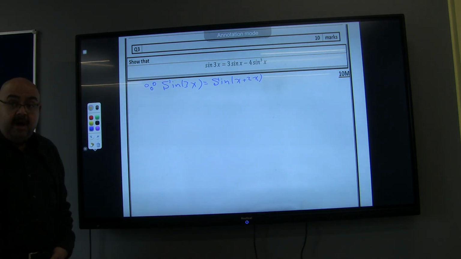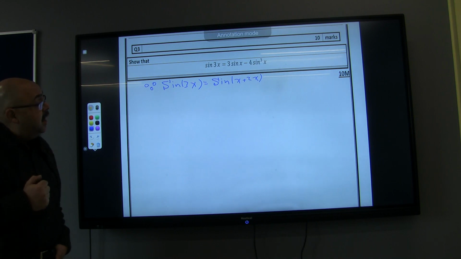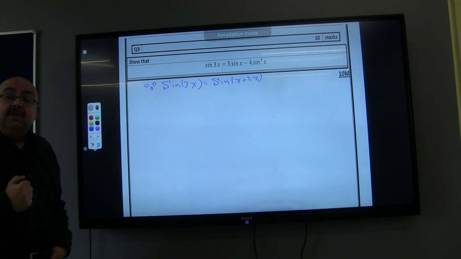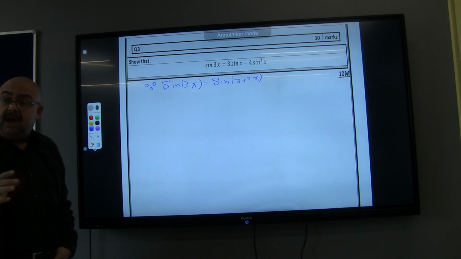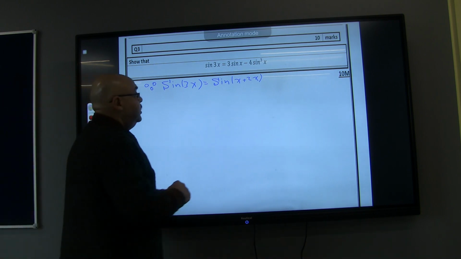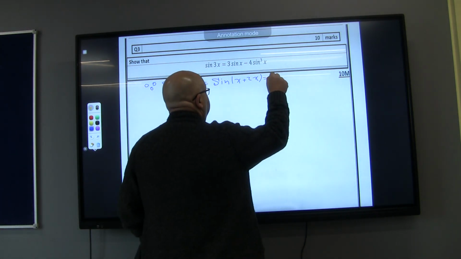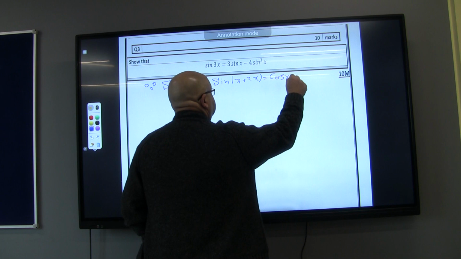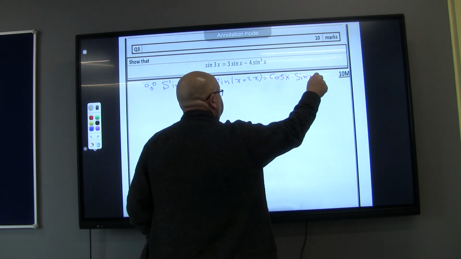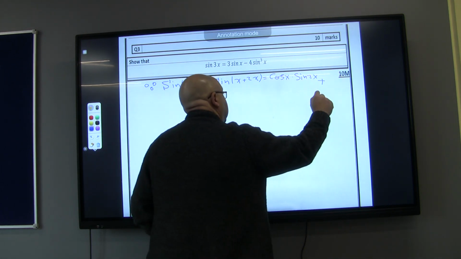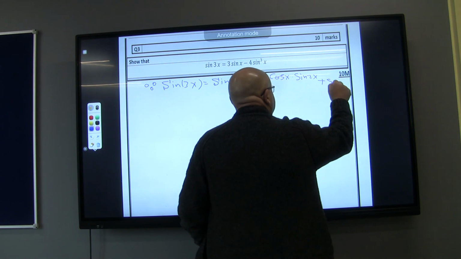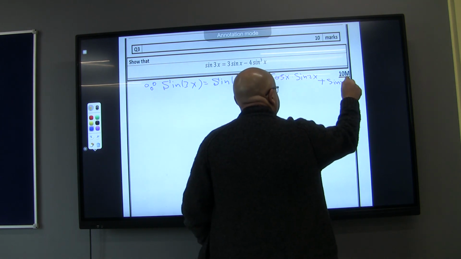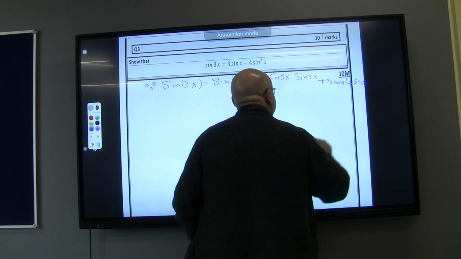Start to memorize the various relations that connect sine of alpha plus beta. So I think this is going to be cosine of x times sine 2x, then plus, replacing these quantities, sine of x times cosine of 2x.